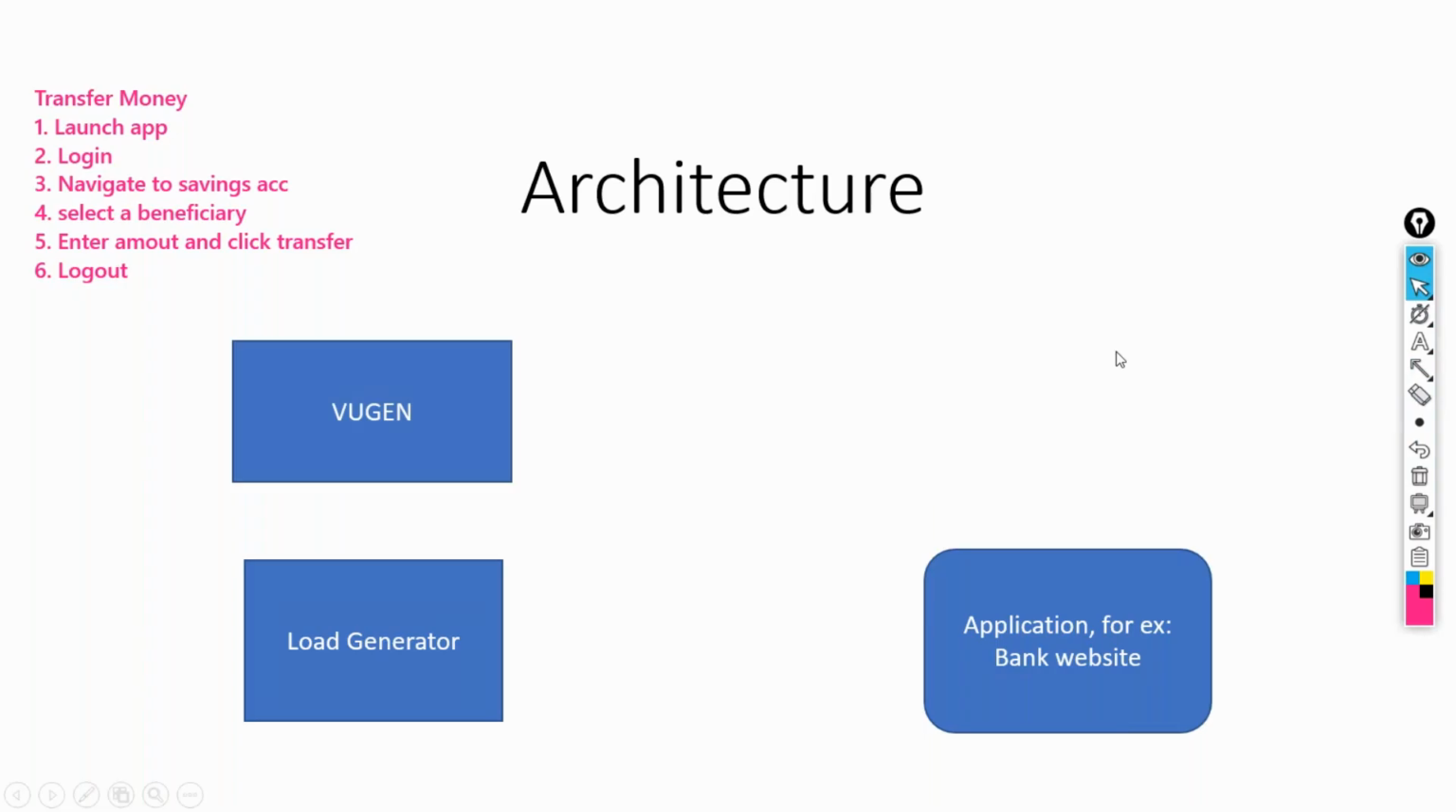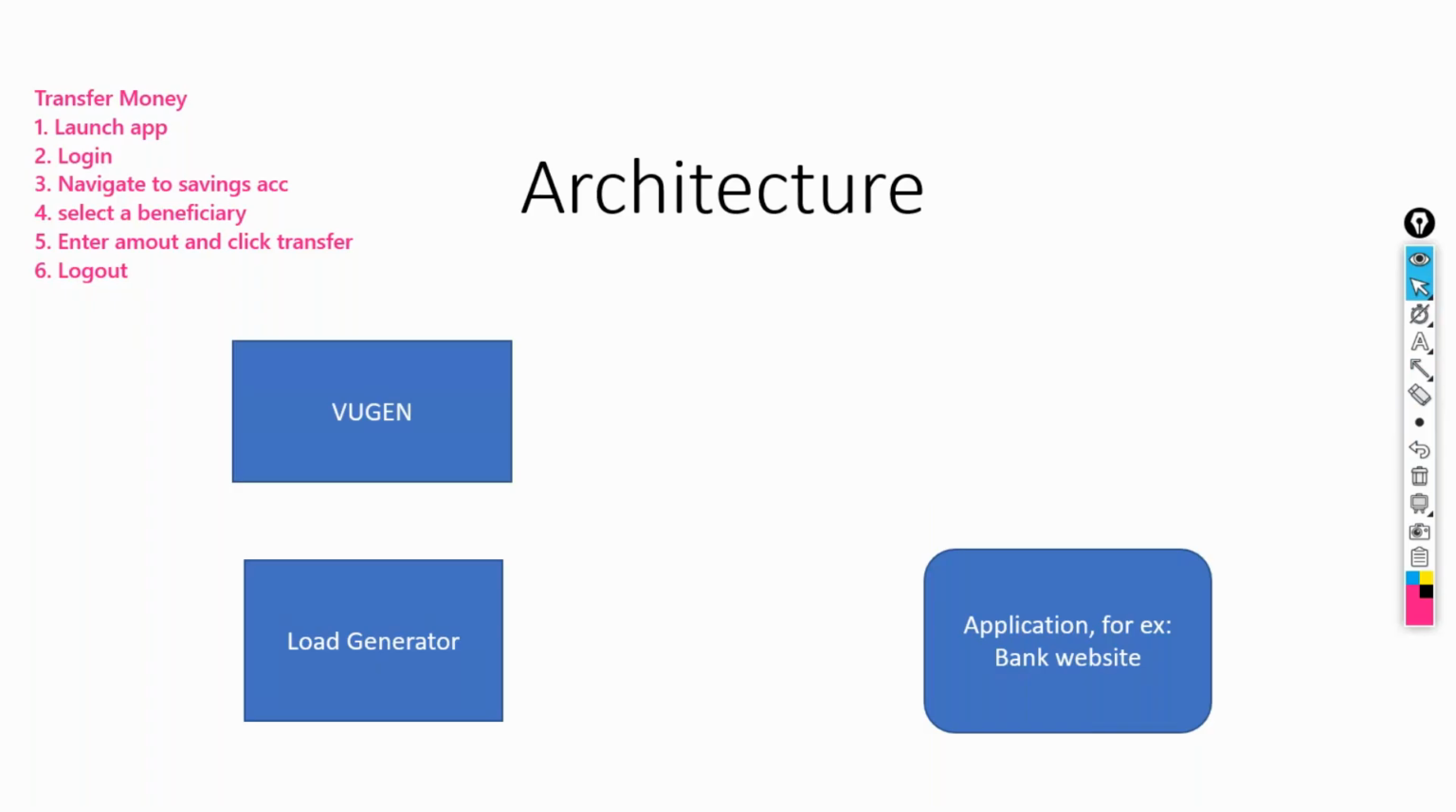There is a component called Vusion, which is primarily used to generate or develop the scripts for critical functionalities. Can anyone tell any other critical functionality of a bank application, apart from transfer money?